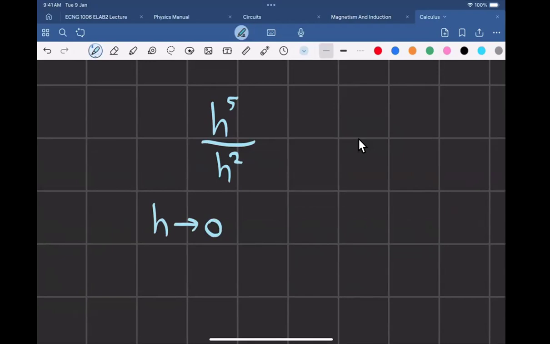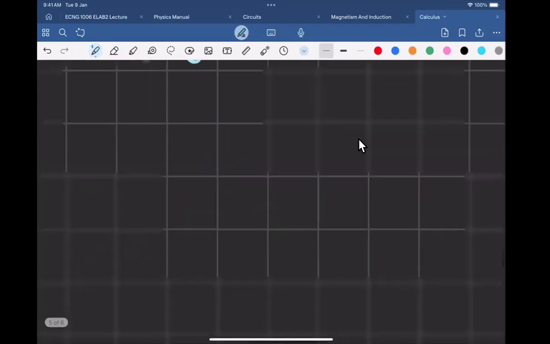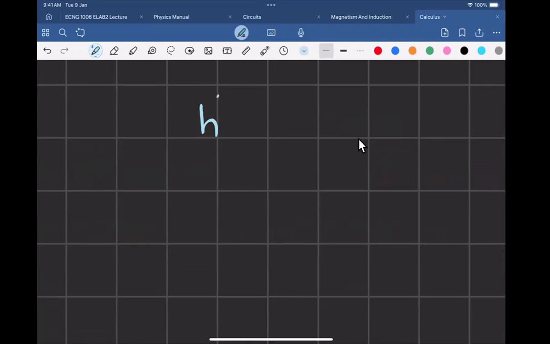All right, Kira, your turn. What would this fraction simplify to? H to the power 3. Right. And if h approaches 0, what is 0 to the power 3? 0. Yeah, so this one is just 0. What about if we had h to the power 2 all over h to the power 7 as h approaches 0? First of all, what would that simplify to?